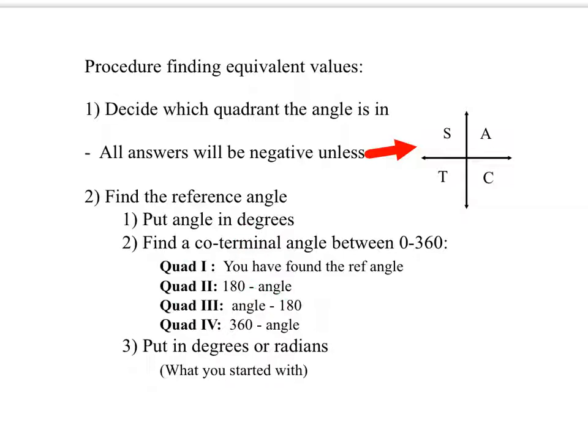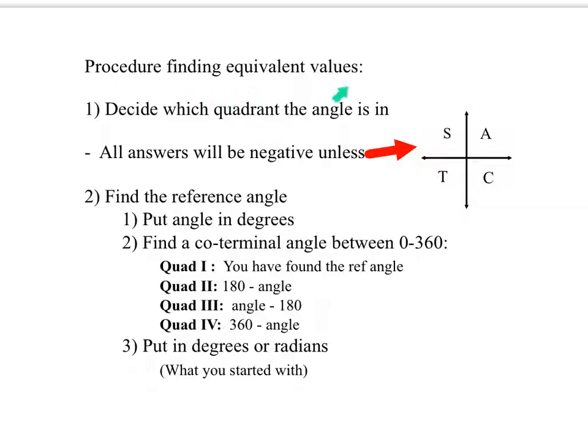So if you have a negative angle like negative 75, well then you have to either make everything positive or know what you're doing going in the negative direction. Okay, so that's what we'll practice tomorrow.